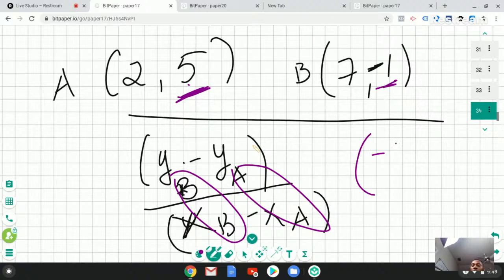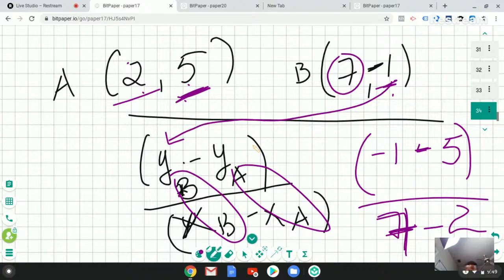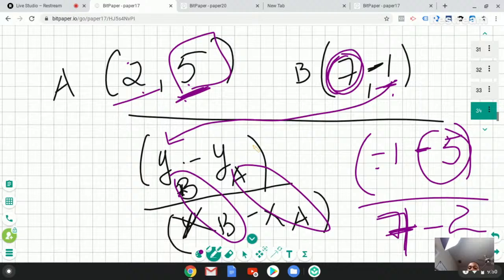is -1 minus yA, 5, over xB, 7, minus xA, 2. Okay, let me go over this again. yB minus yA: the Y coordinate of the point B, -1, minus the Y coordinate of the point A, 5. So rise, the distance in Y value, is -1 minus 5, divided by the distance in X value. So the X coordinate of the point B, 7, minus the X coordinate of the point A, 2.